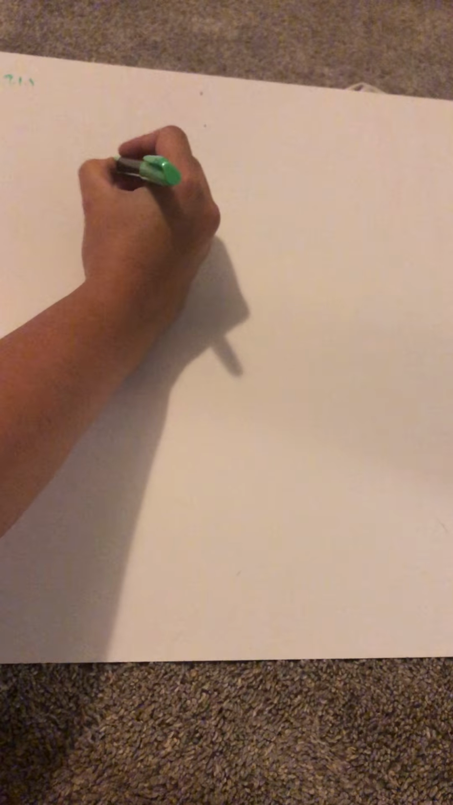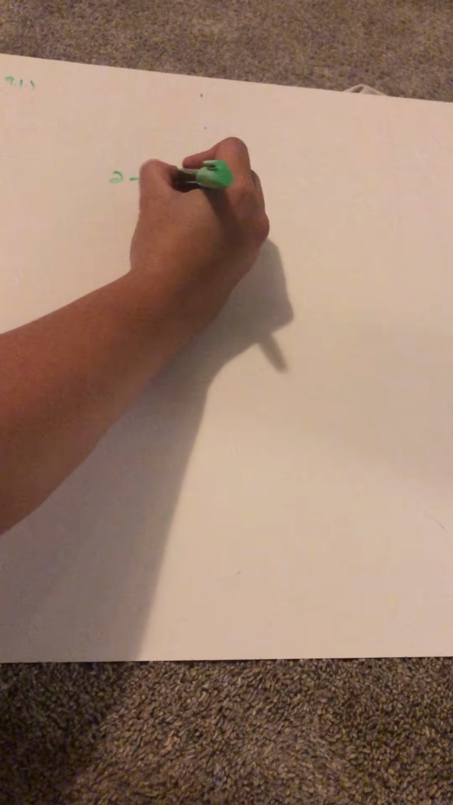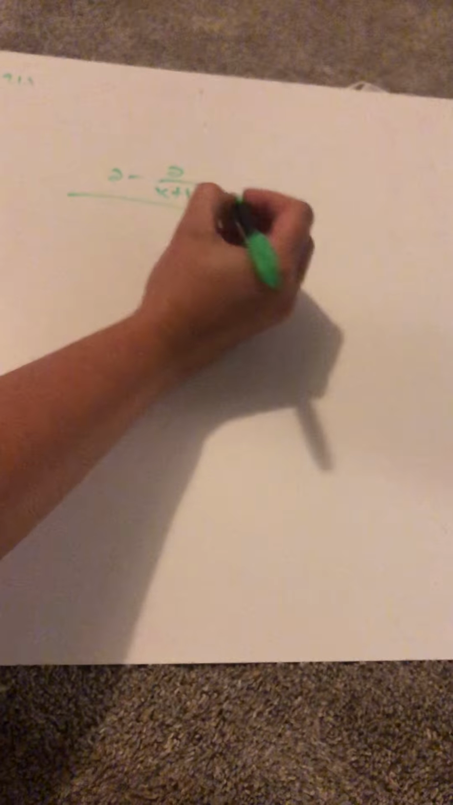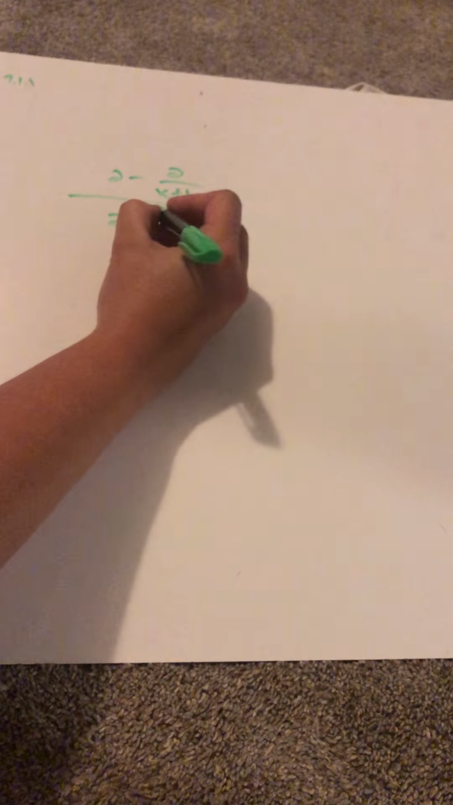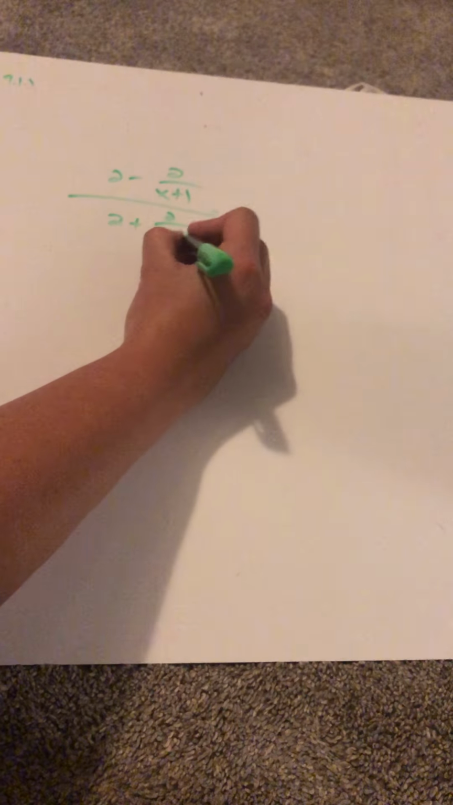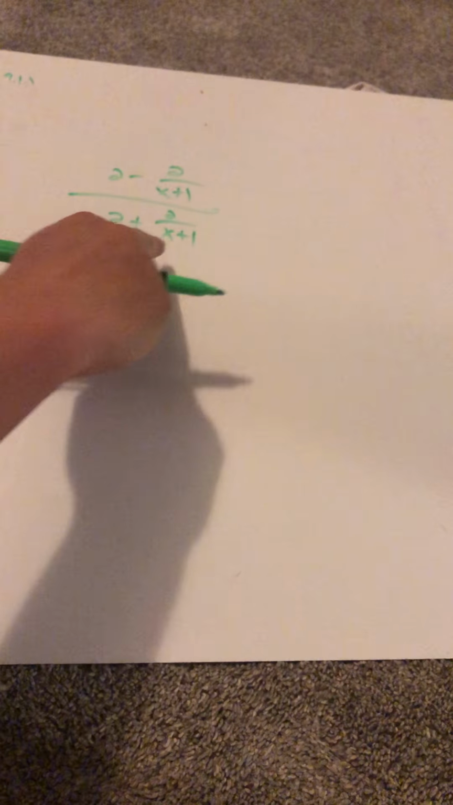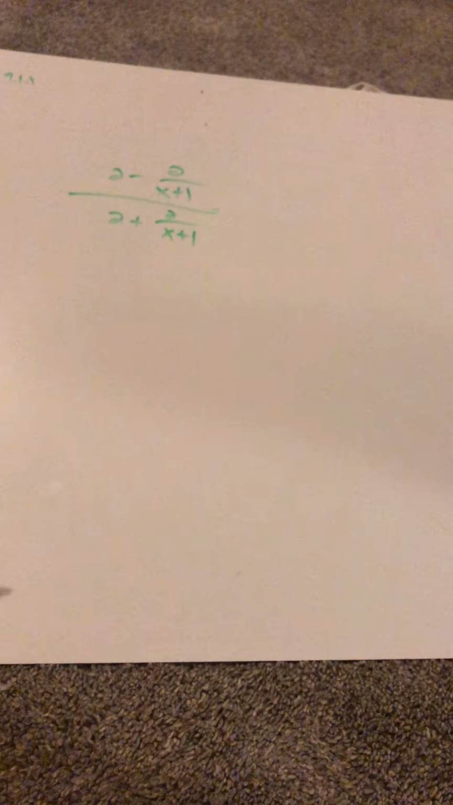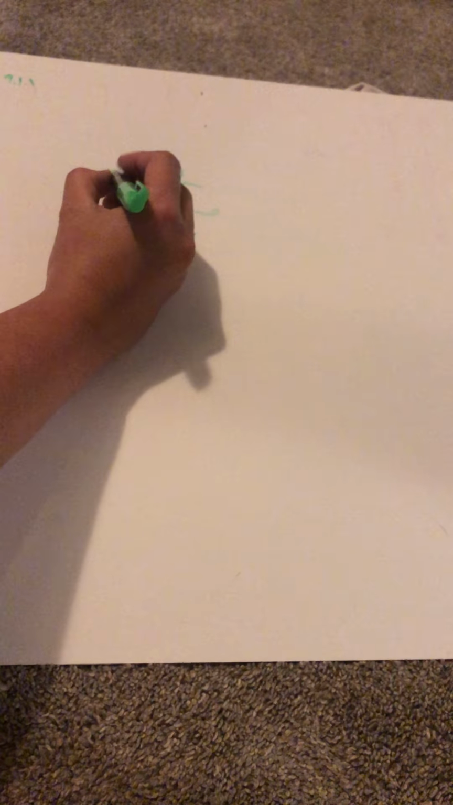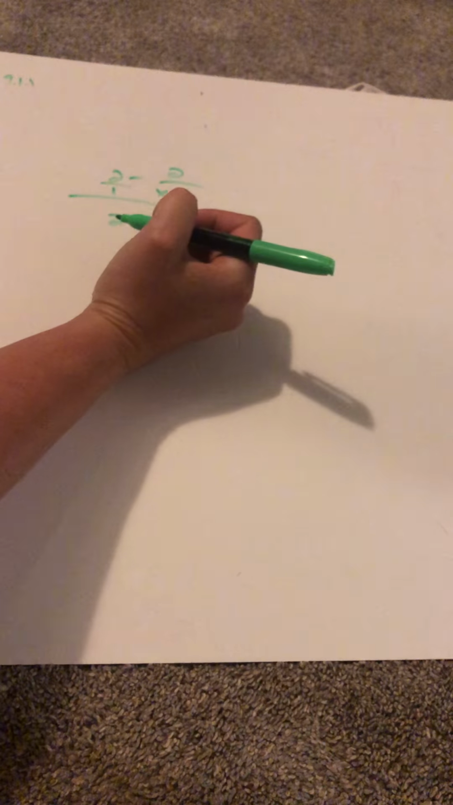So if I'm looking at a complex fraction, such as this thing, so 2 minus 2 over x plus 1, all divided by 2 plus 2 over x plus 1. So first things first is you want to get a single fraction on top and a single fraction on bottom, because right now I've got 2 terms in the numerator and 2 terms in the denominator, and we don't want that. We want 1 term on top, 1 term on bottom. So I'm going to get a common denominator up here. So I'll put that over 1.